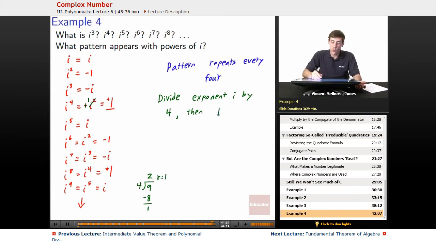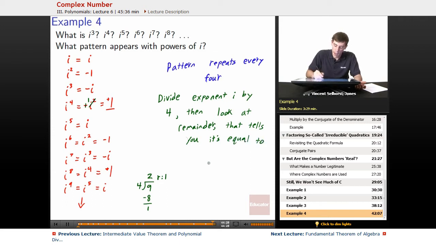So then you look at the remainder, and that tells you it's equal to i to whatever you just figured out your remainder is.